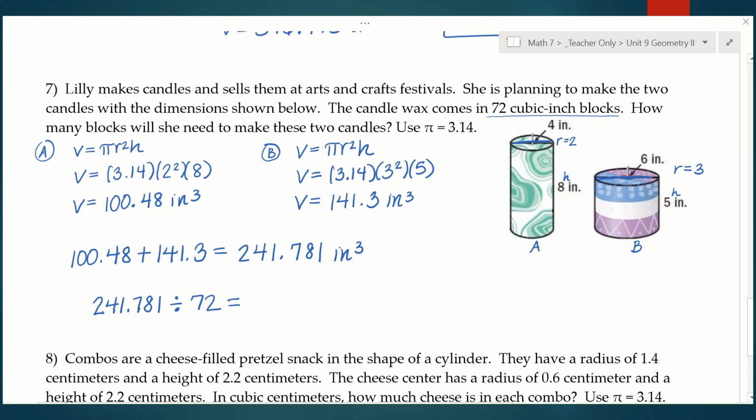So the total volume divided by 72 gives me about 3.3, right? So can I buy 3.3 blocks of wax? Probably not. So I need to round it. Now I wouldn't round it to 3 because I wouldn't have enough. So I'm going to want to buy 4, and then I'm going to have a little left over, but that's better than being short. So 4 blocks.